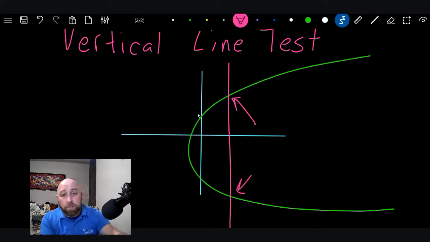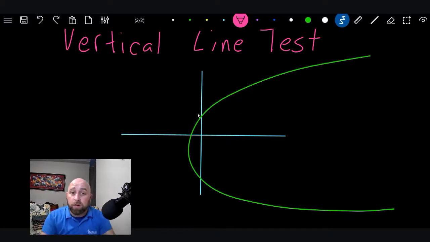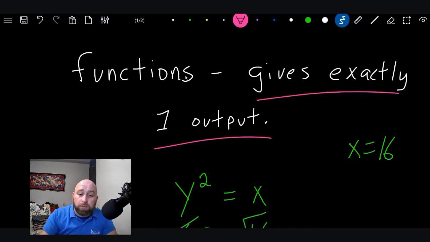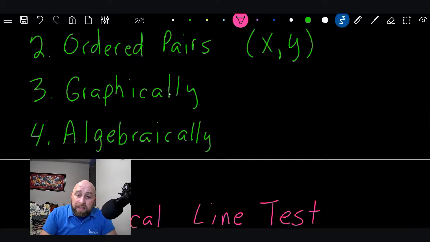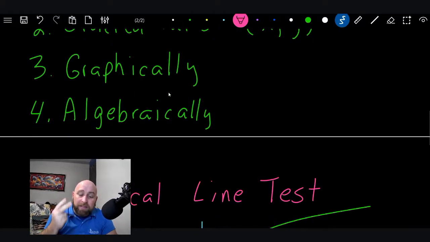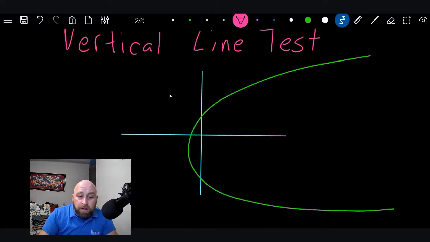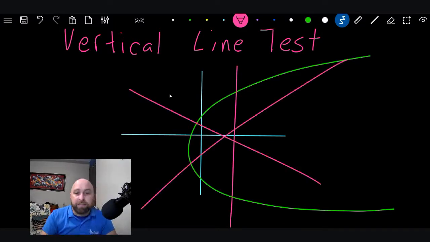Well, there's a problem. I can't have it touch the line more than once because we go back up to the definition of a function. If it gives you exactly one output, and if it's touching the line twice, then it's giving you more than one. Okay, so if I put my vertical line on there, and it touches it twice, this is not a function.